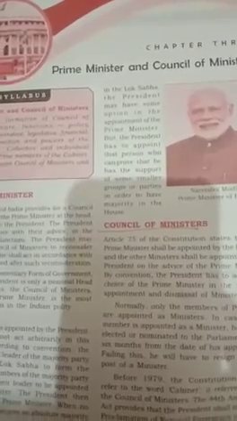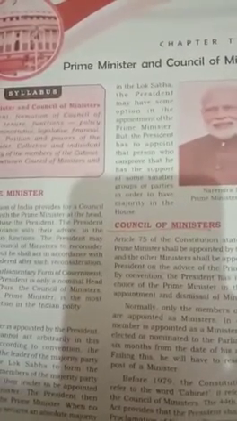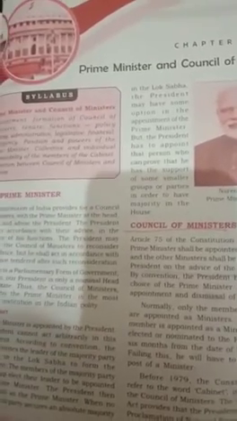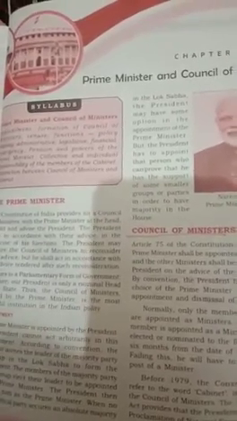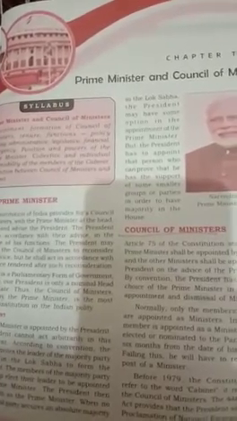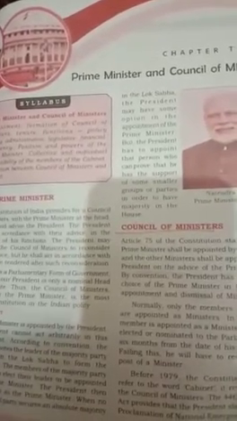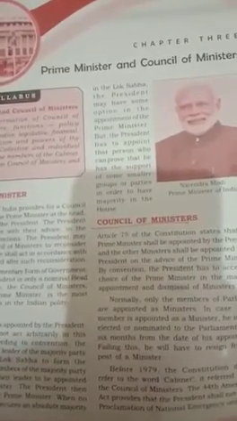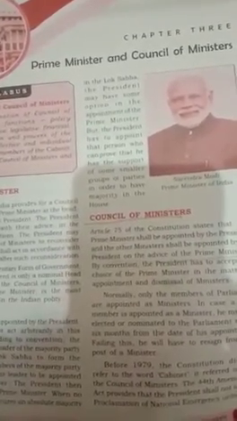So students, as you know very well, who is the Prime Minister of India? Mr. Narendra Modi is the Prime Minister of India. The Prime Minister is the real executive, you remember, and in all matters the President acts on the advice of the Prime Minister and the Council of Ministers.